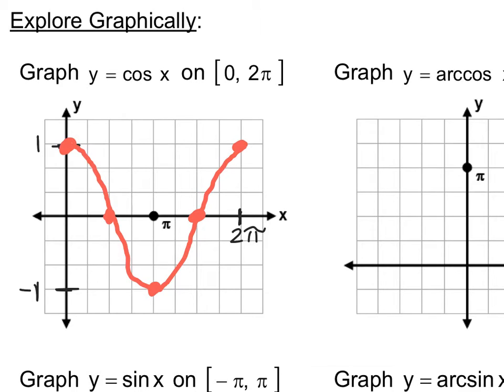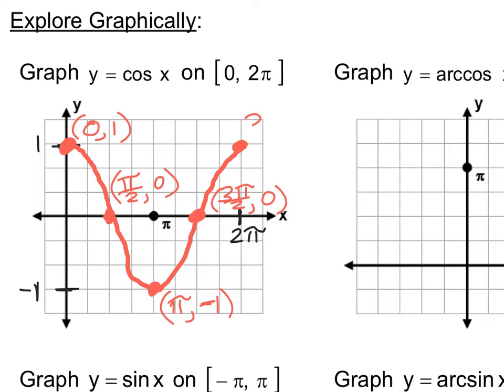All right, we're also going to jot down some coordinates. So on the interval of 0 to 2 pi, we have coordinates of 0, 1. Then we have pi over 2 comma 0. Then we have pi comma -1. Then we have 3 pi over 2 comma 0. And then 2 pi comma +1.